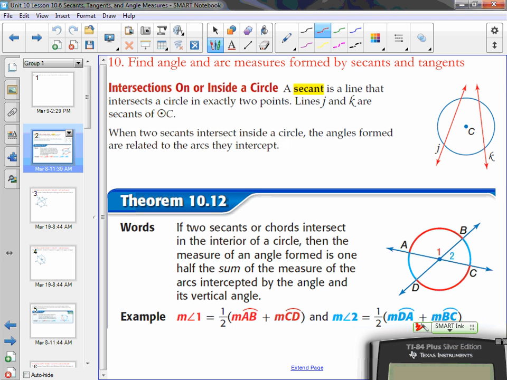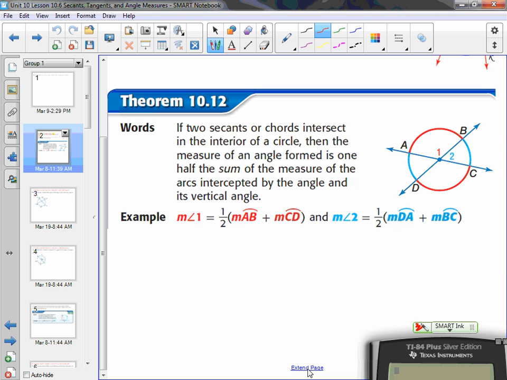When two secants intersect inside a circle, the angles formed are related to the arcs they intercept. So here's our first theorem, our first situation for today. If two secants or chords, because look, if I draw these in as secant lines, didn't I also draw in a chord and a chord? Okay? So if two secants or two chords intersect in the interior of a circle, then the measure of an angle formed is 1/2 the sum of the measures of the arcs intercepted by the angle and its vertical angle.